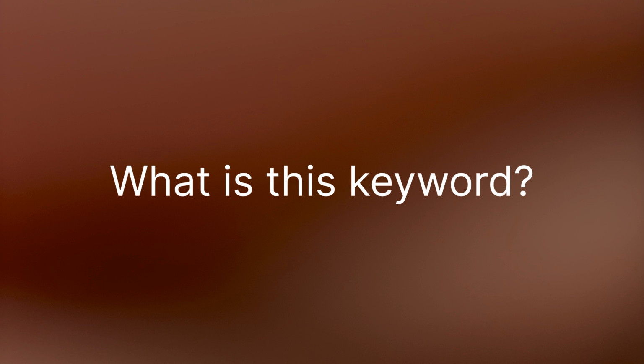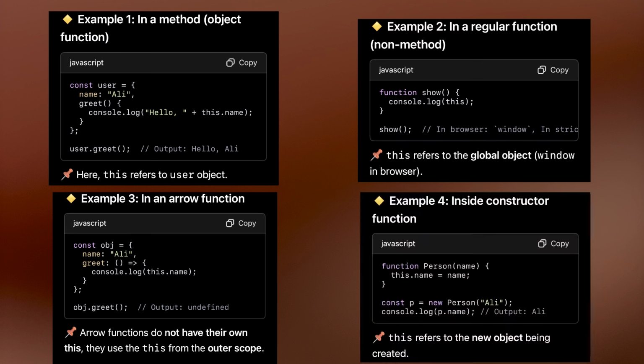Question 4. What is the this keyword in JavaScript? The this keyword refers to the context in which a function is called. Its value can change depending on how the function is invoked, such as in a method, a constructor, or a regular function call.